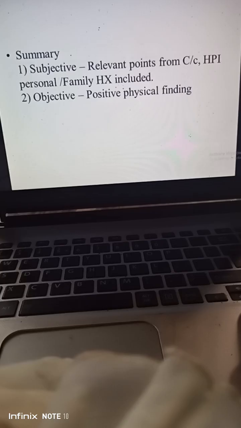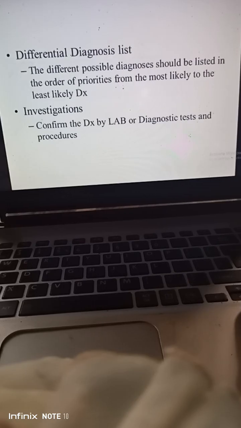And the other thing is the summary. Already we said what summary means. The subjective data means relevant points from your chief complaint, your history of present illness, personal, family history, and other parts of the history. You have to take the relevant and the most important parts, and from the objective data, you have to take the positive and negative pertinent findings that can support and that can rule in and rule out your diagnostic modalities.